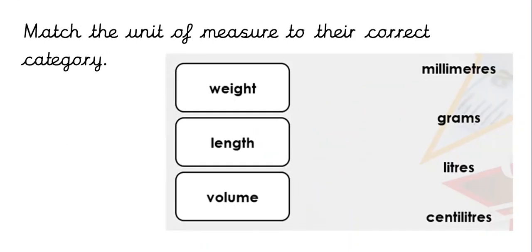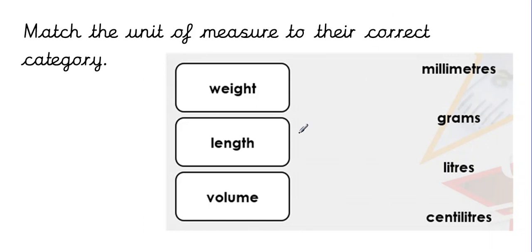So let's have a look at this one. It says match the unit of measure to their correct category. So we've got weight, length and volume. We've got millimetres, grams, litres and centilitres. Just pause the video for a second and have a go at those. You don't need to write anything down, do it in your heads.